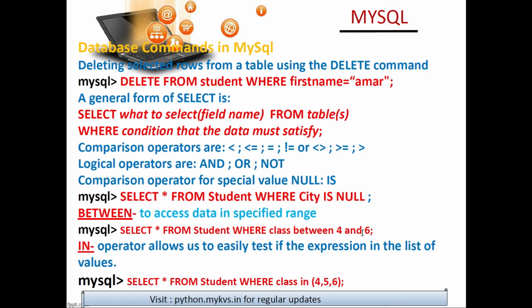So with the comparison operators also we can include the where clause. You can see here less than or equals, equals, not equals, or you can use this as not equal as well. Not equals to operators are there.